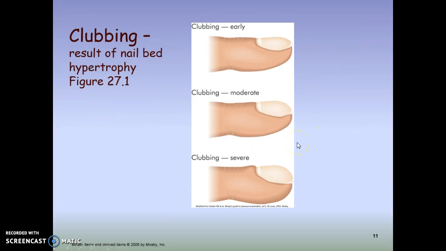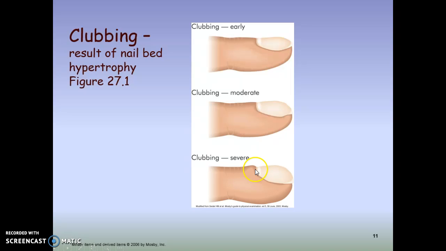And what you see here is the nail bed and the nail are pretty flush. All right, I don't see a whole lot of difference between this picture and that picture, but here you can start to see more of a raised effect right here in the nail bed, and that is due to hypertrophy.